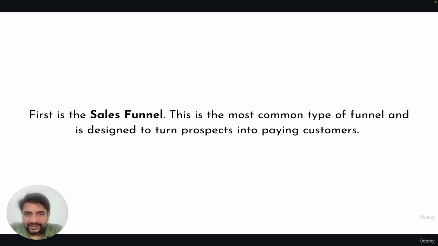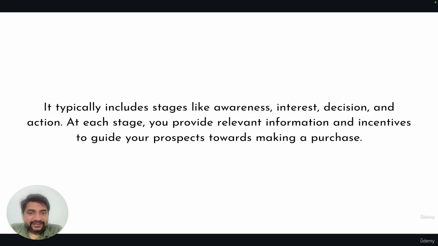First is the sales funnel. This is the most common type of funnel and is designed to turn prospects into paying customers. It typically includes stages like awareness, interest, decision, and action. And at each stage, you provide relevant information and incentives to guide your prospects towards making a purchase. So a sales funnel is packed up with all the different stages of the funnel. So right from making people aware about your product, to making them interested, to creating some curiosity, to making them buy your product. So all of that goes into one funnel, and that is the sales funnel for you.